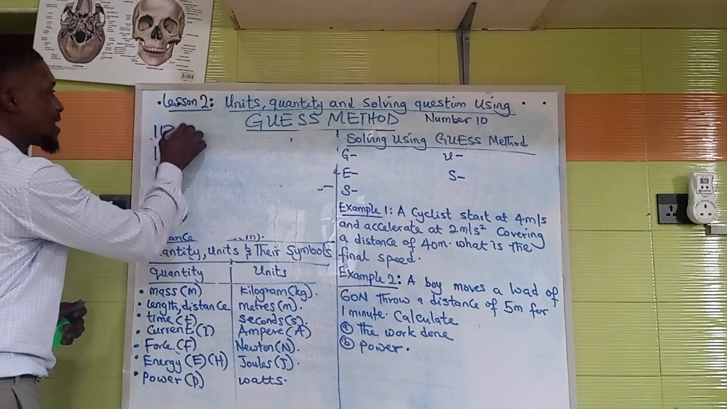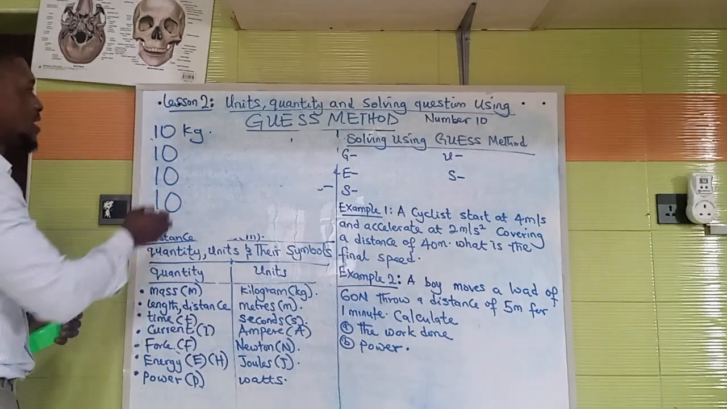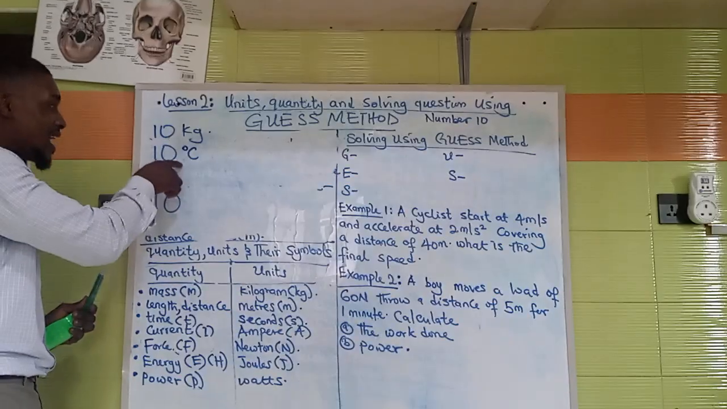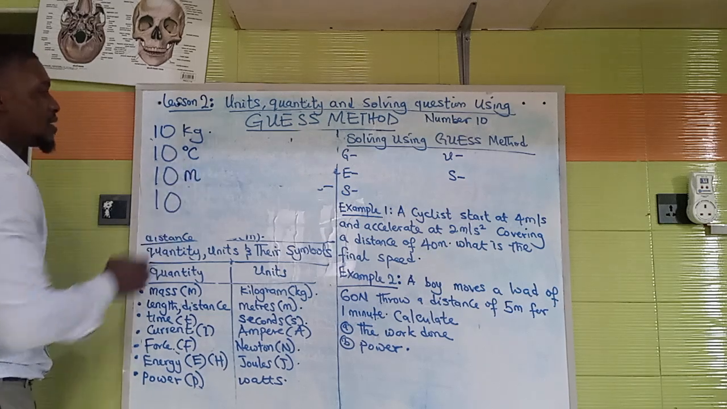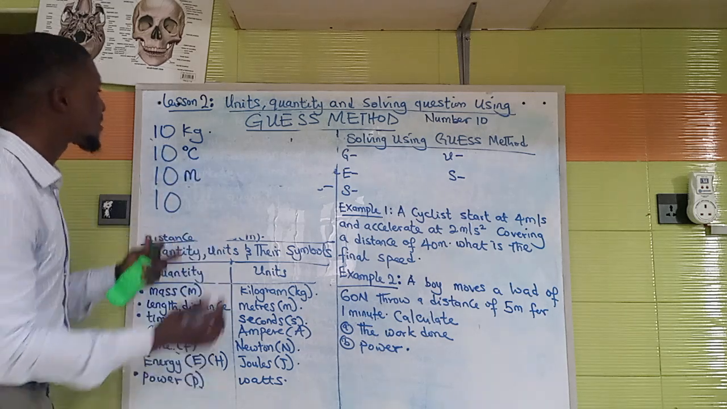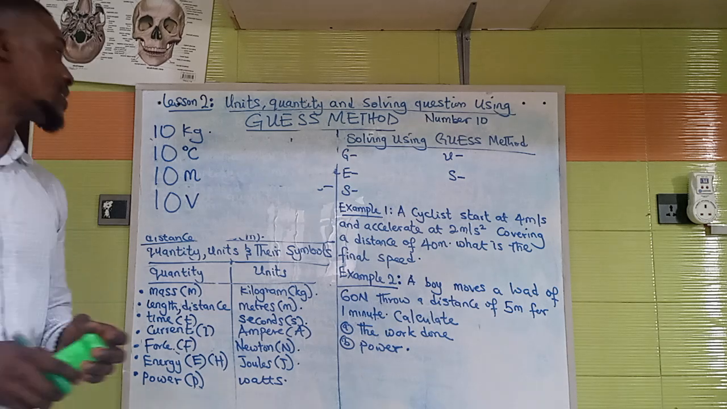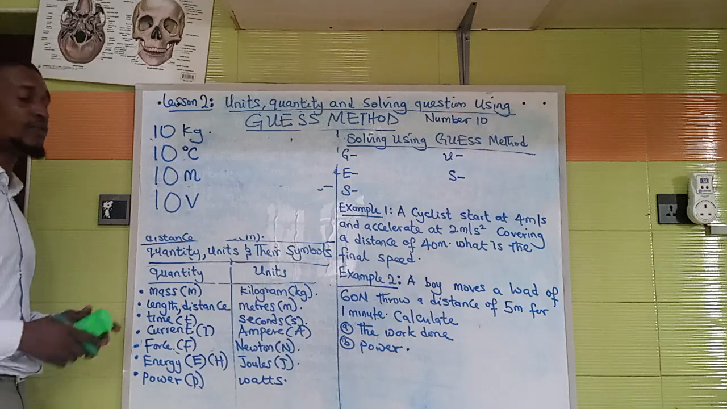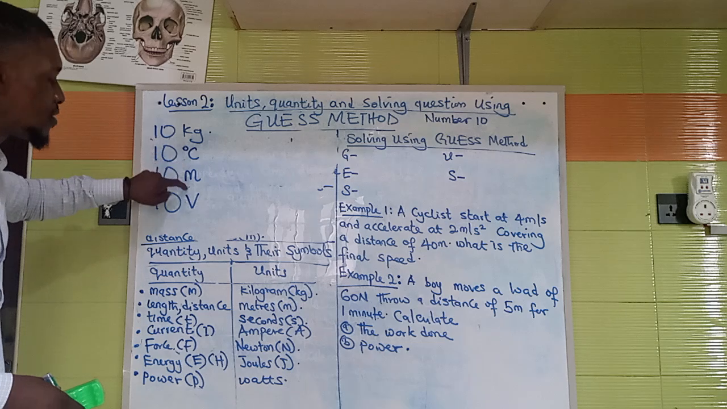For example, if I add kg, what comes to your mind? It means we are measuring mass. If I add degree Celsius, it means that this 10 is telling us about temperature. If I add m, it means it is telling us about distance. And if I add V, what does that mean? It means that this number 10 has changed its identity. It's now talking about potential difference, or voltage. So you see, the units are very, very, very important.